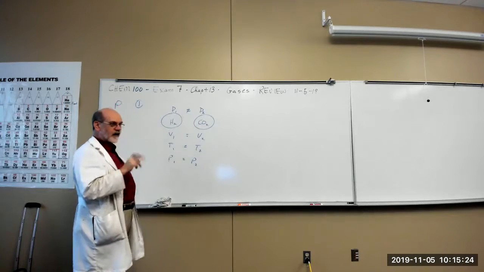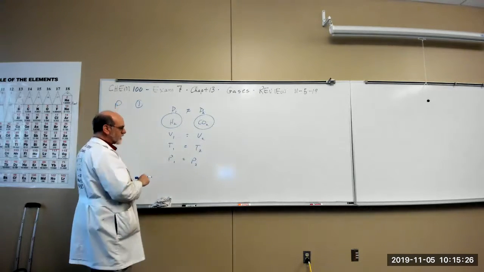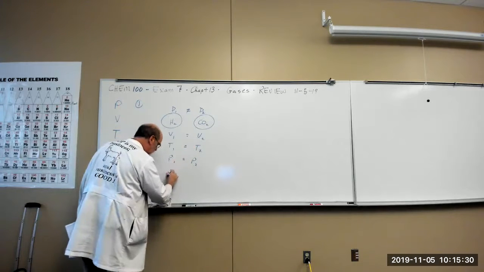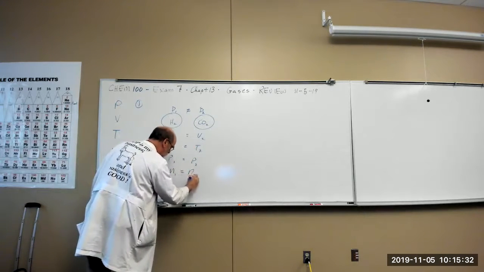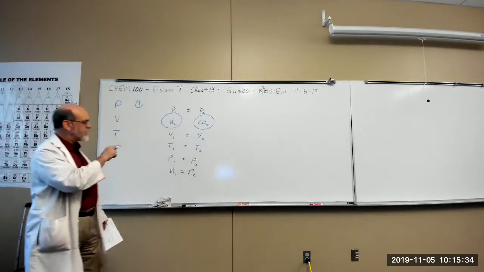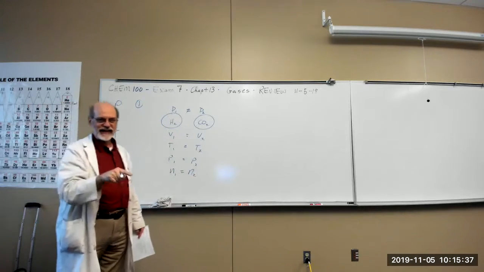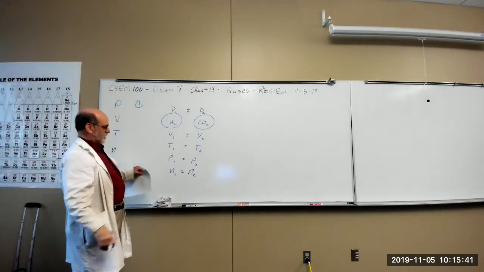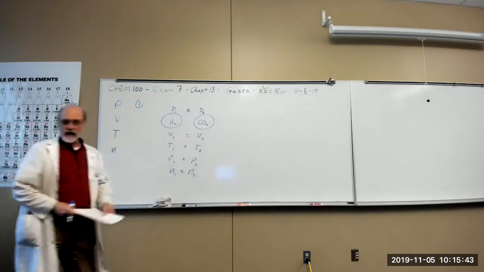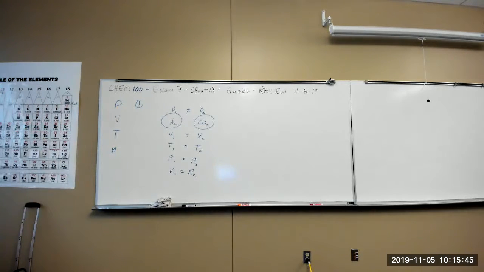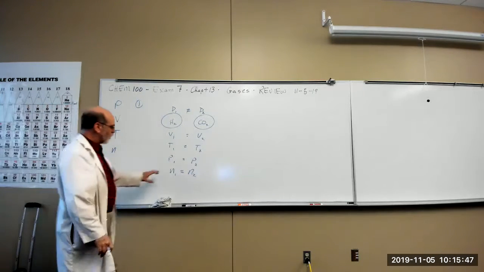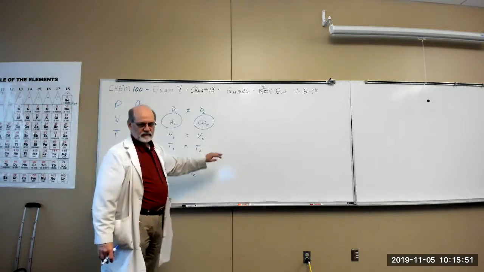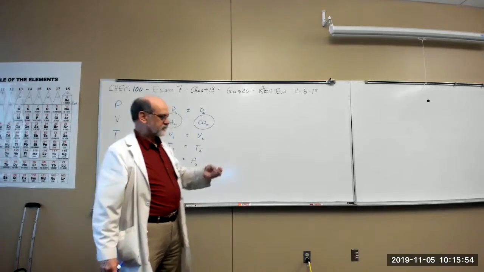But if we go to Avogadro, Avogadro said that if these conditions are equal, this one is equal. The number of moles of each is exactly the same. Now, Avogadro's proposal that these moles were the same was a pivotal point in the history of chemistry.